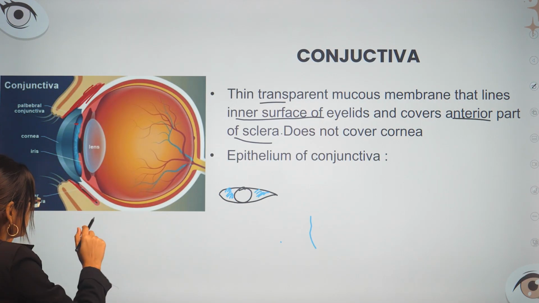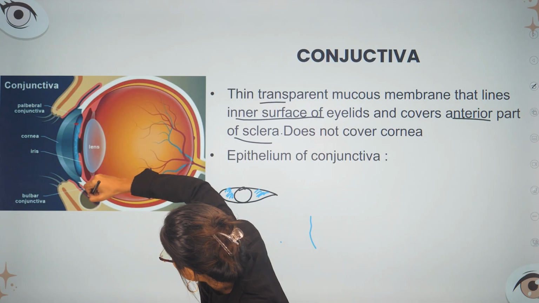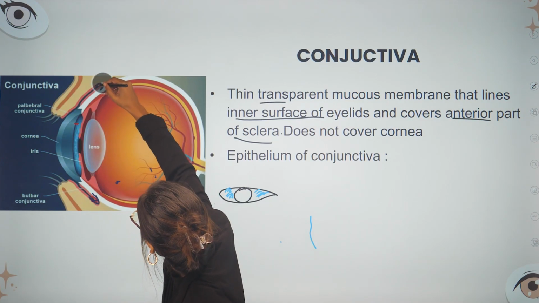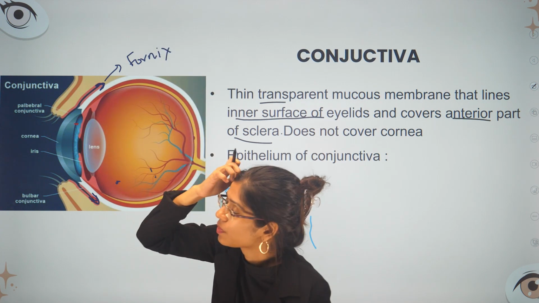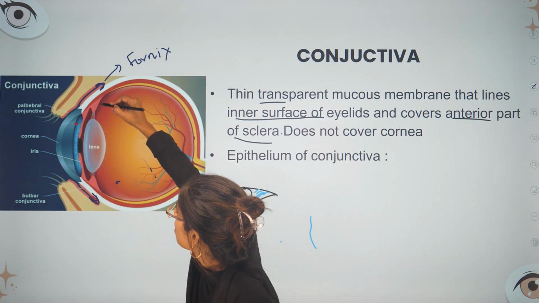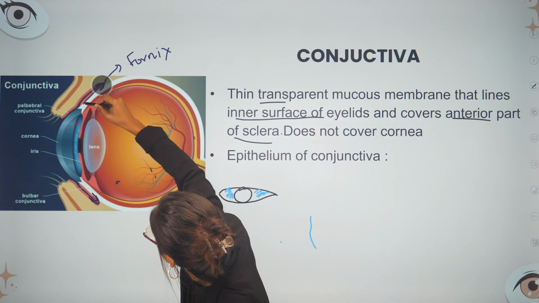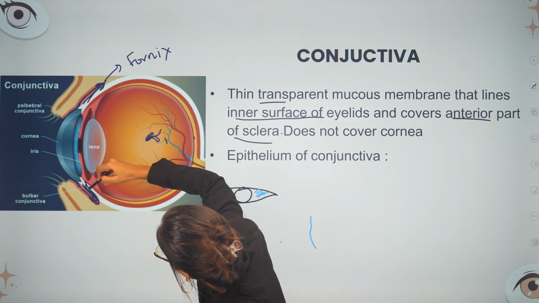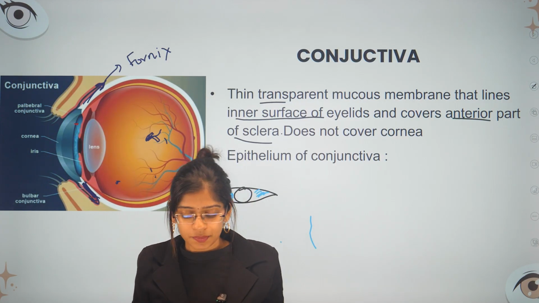And then you can see a fold here. That fold on this area is called as fornix. Fornix. And that folding of the conjunctiva continues over the sclera, this part, it continues over the sclera. That is called as bulbar conjunctiva.